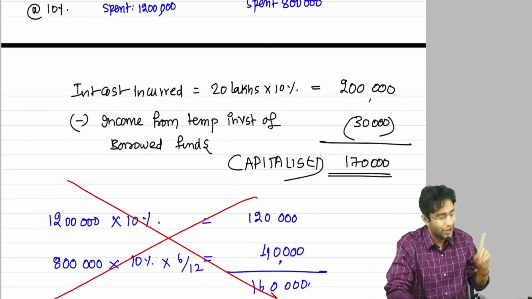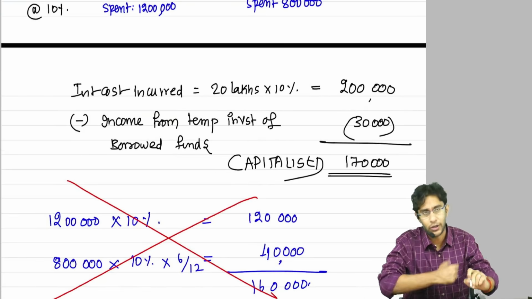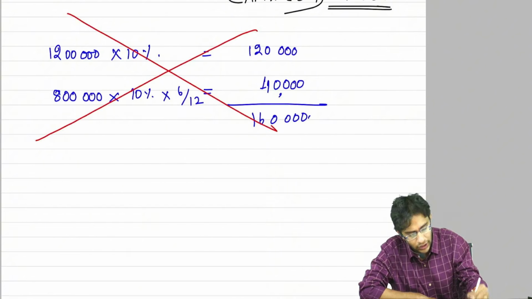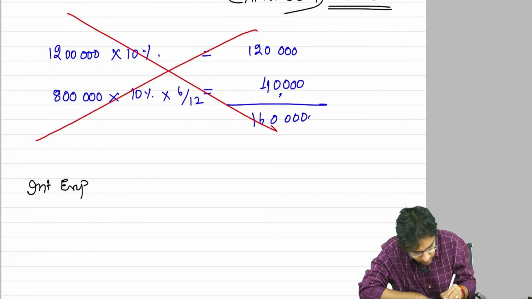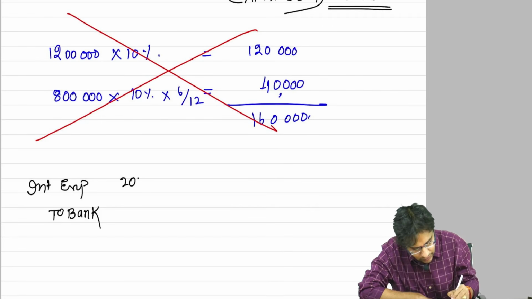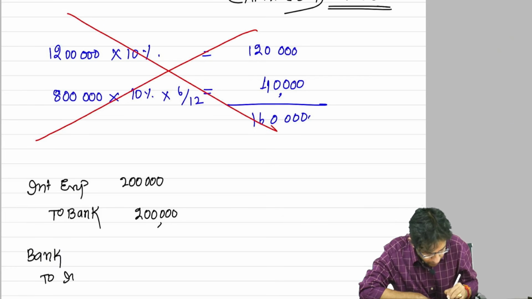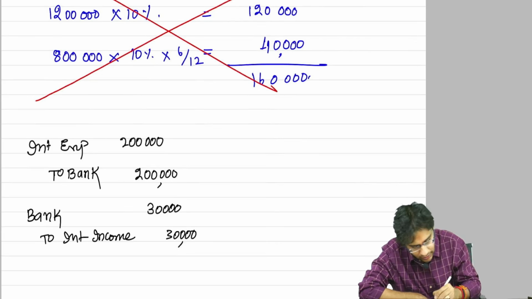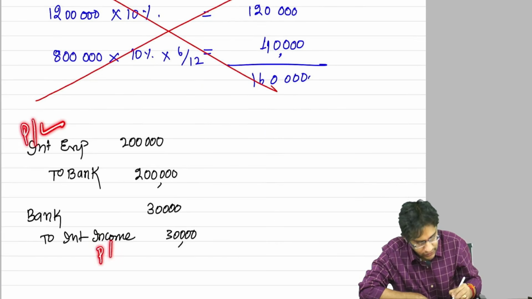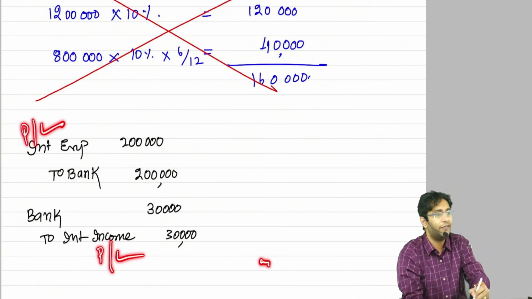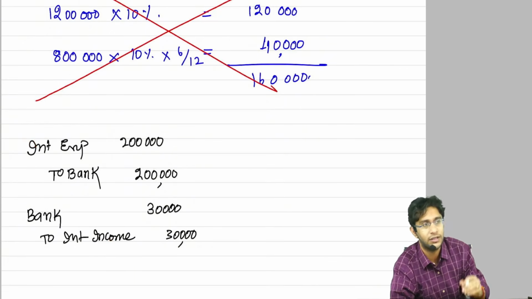So net borrowing cost. If you ask me what is the entry for this, to get this effect, what should I do? You write an entry like this: interest expense account debit to bank. On 20 lakhs, 10%, 2 lakhs. This you paid. On your investments, you received some income, 30,000. If I don't do anything, this will go to P&L account. This also will go to P&L account. But we have a qualifying asset. These things cannot go to P&L account. These are to be capitalized.